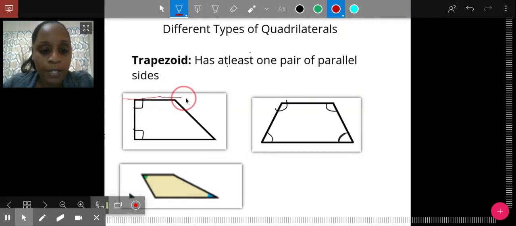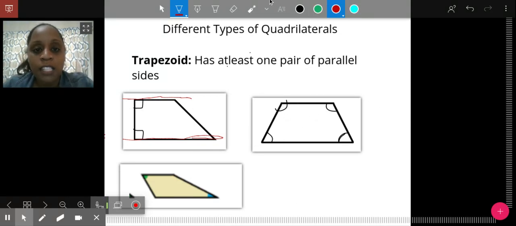We have one parallel side and we have another parallel side here. So if you look and see, you'll see that it has one pair. Okay, let's look at this trapezoid. This is another type of trapezoid.